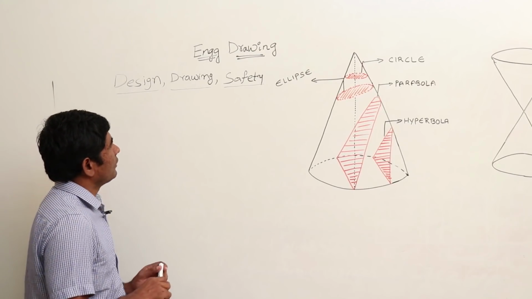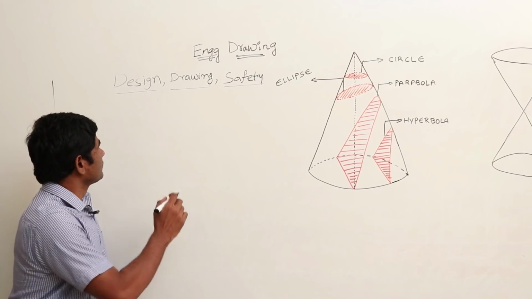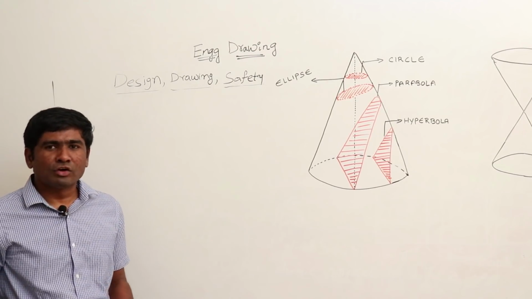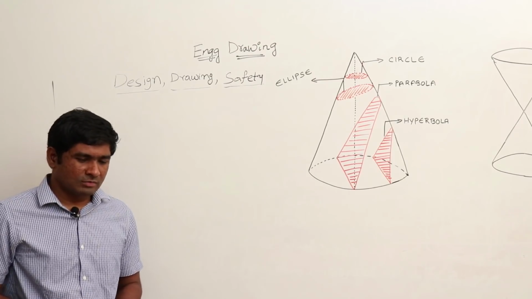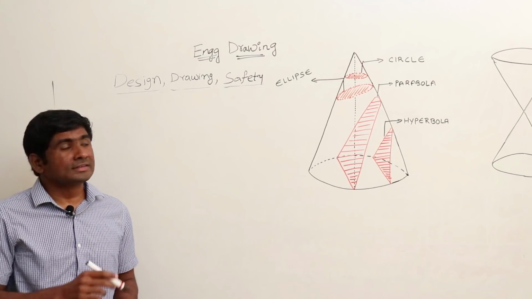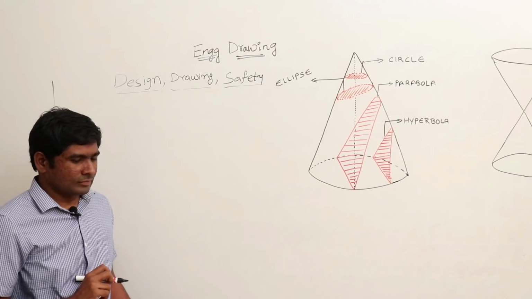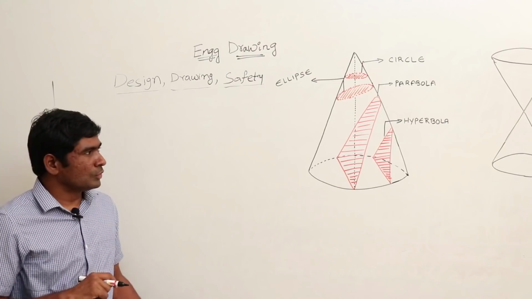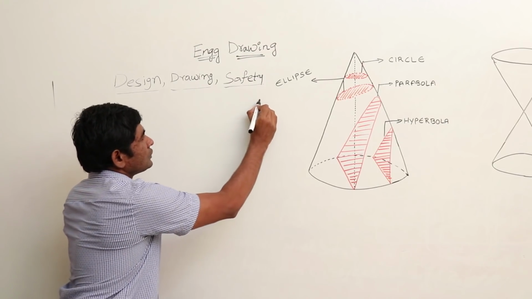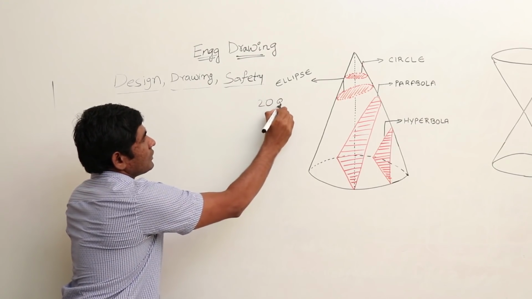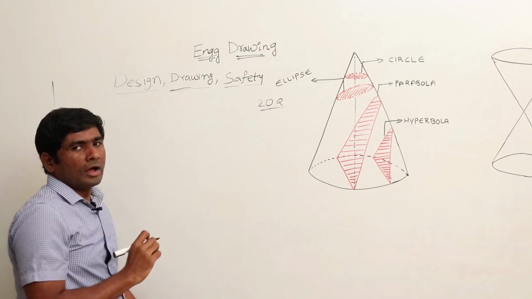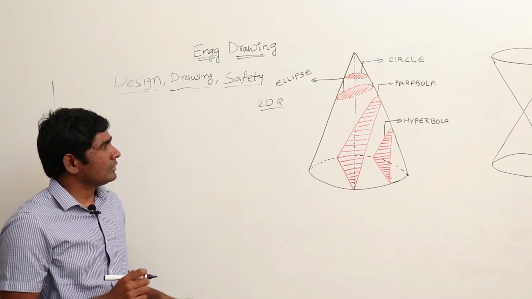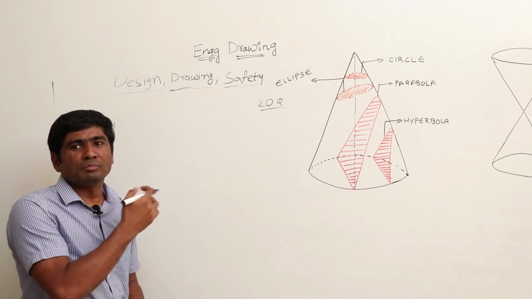So our next important topic is this one: design, drawing and safety. We have 10 topics in the engineering prelims examination, we all know that, and this is one of the topics. If you count from the last year question papers, approximately 20 questions came from this particular topic. And remember, this is 20 questions, not 20 marks. So that shows its importance.